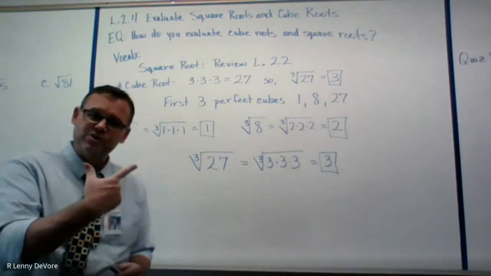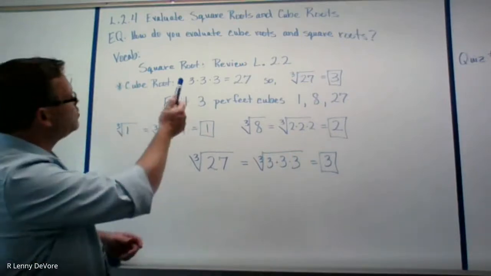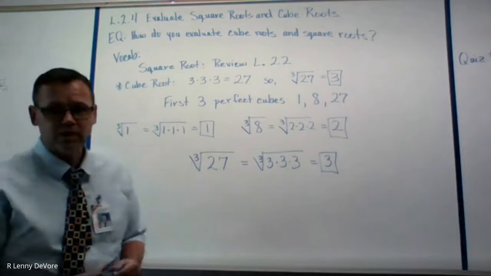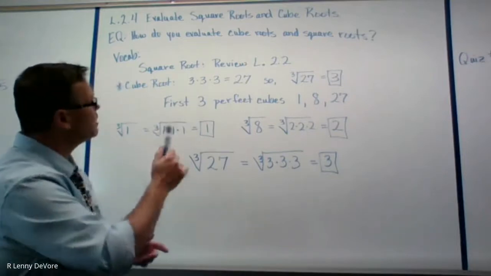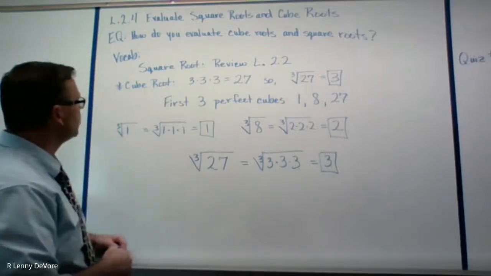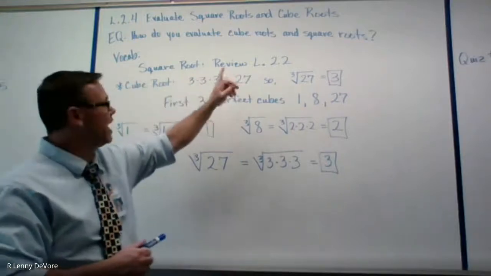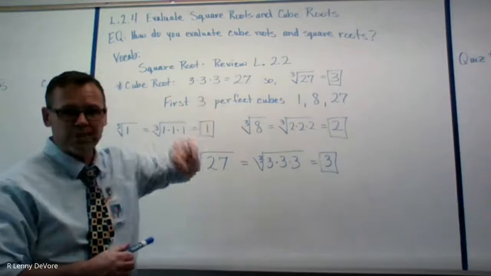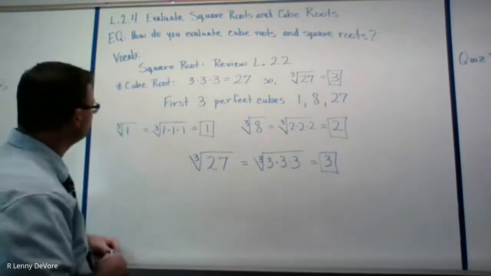So this is lesson 2.4, unit 2, lesson 4. We're going to evaluate square roots and cube roots. The essential question you should be able to answer by the end of this is, how do you evaluate cube roots and square roots? Pretty straightforward, right? Okay, so our vocab is square roots. We've already gone over that, so you need to review information from lesson 2.2. That'll help you get looking back at other stuff that you haven't looked at.